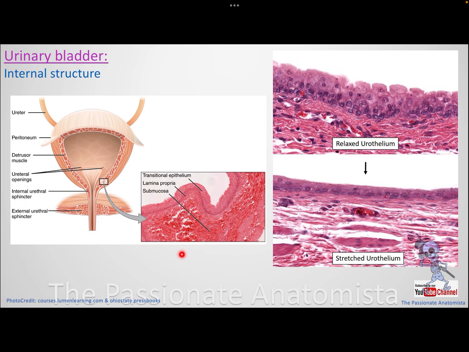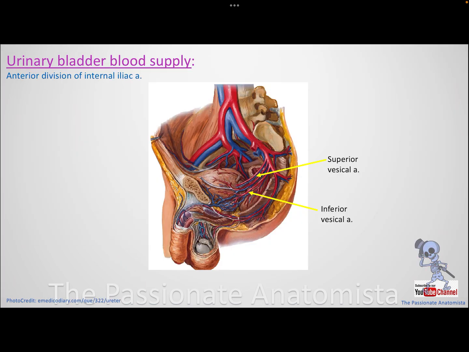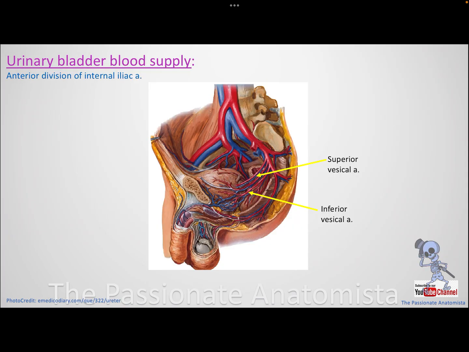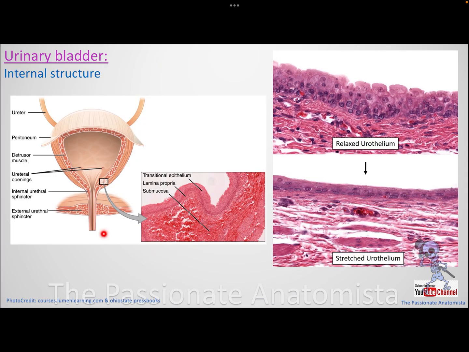The muscularis, we don't have it in this picture, but it's basically muscle layers, and this muscularis is going to be your detrusor muscle. The detrusor muscle is important because contraction of this muscle will help you to empty the urine from the bladder. Okay, so we are going to talk about the filling and emptying of the bladder as we proceed.